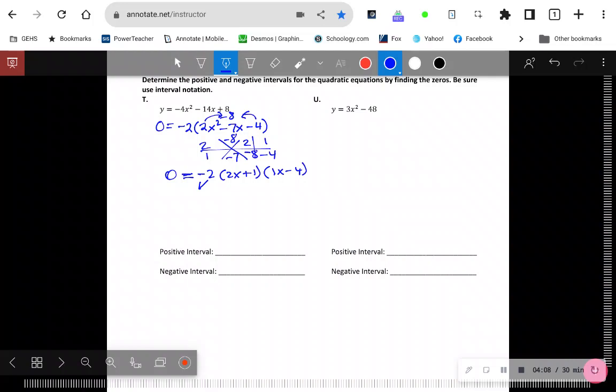It's a waste of time setting this part equal to 0. But this one, if you do the work, when you set it equal to 0, you get x equals -1/2. And this side gives x equals 4. So you're going to draw a sketch of an upside down parabola that has these zeros, -1/2, comma 0, and 4, 0.